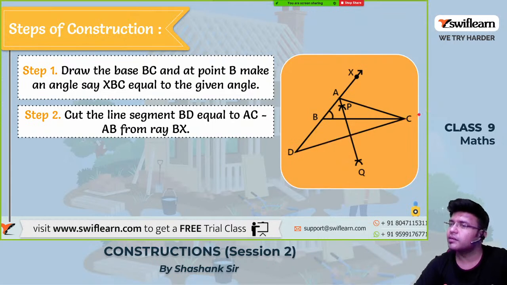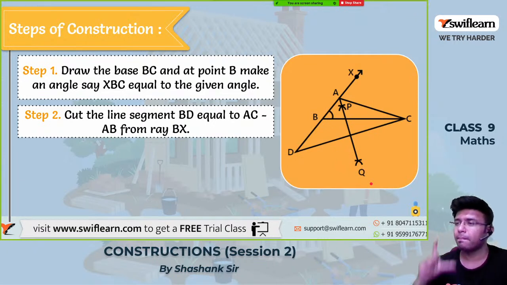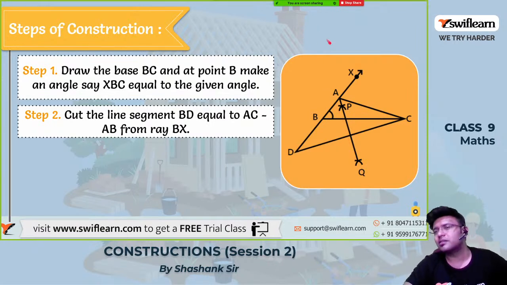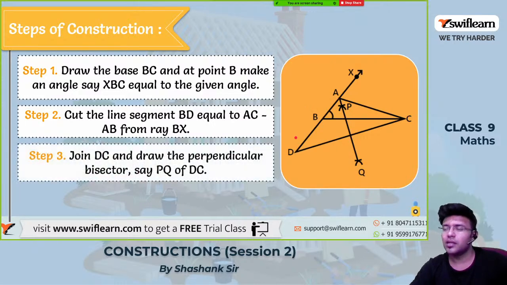Now join DC. Okay, DC is joined. Now draw a perpendicular bisector of DC. How do we do it? Take your compass, place the compass at the point D and draw an arc up and downwards with a radius greater than half of DC. Then place the compass at point C as a center, and draw arcs similarly to draw the perpendicular bisector. Wherever this perpendicular bisector intersects this ray XB, that point is A. So join AC. So ABC is the required triangle. This is the third case.